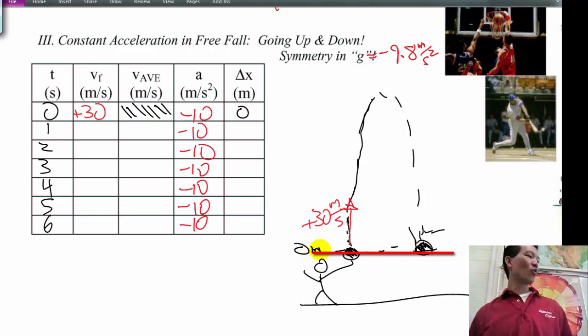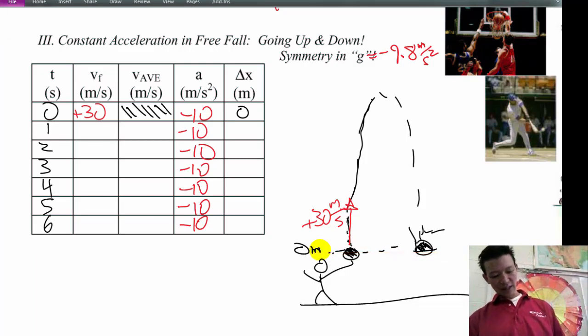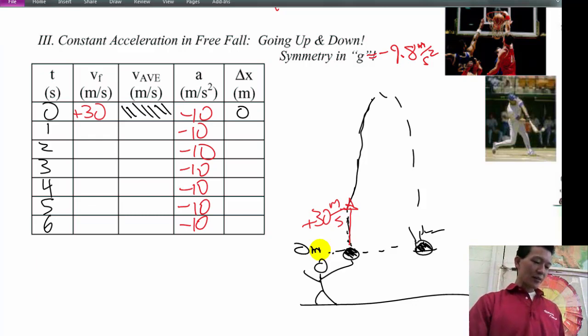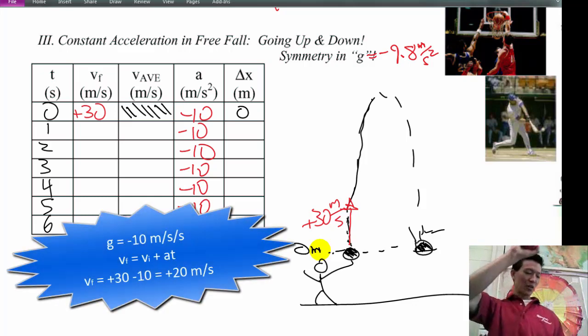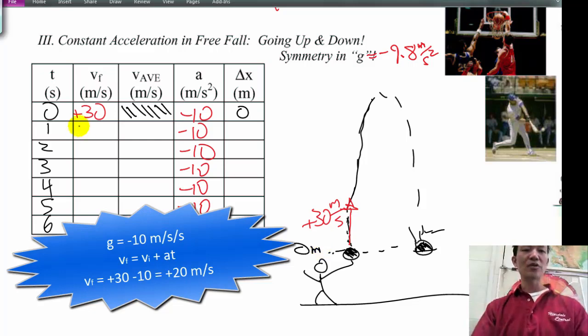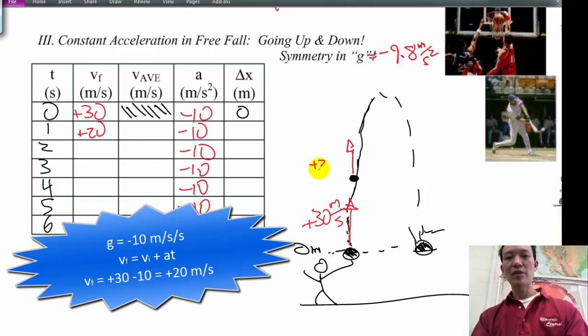So you tell me, after 1 second, if the acceleration due to gravity is negative 10 meters per second every second, let me just get a little ball here to visualize this. I throw this up. What would happen after 1 second if you throw it up at 30 meters per second and the acceleration due to gravity is negative 10 meters per second every second? The ball would slow down to what? It would slow down to 20. Good job. Because as the ball leaves your hand, the only force acting on the ball is a pull of gravity, and it will slow down the ball to 20 meters per second.